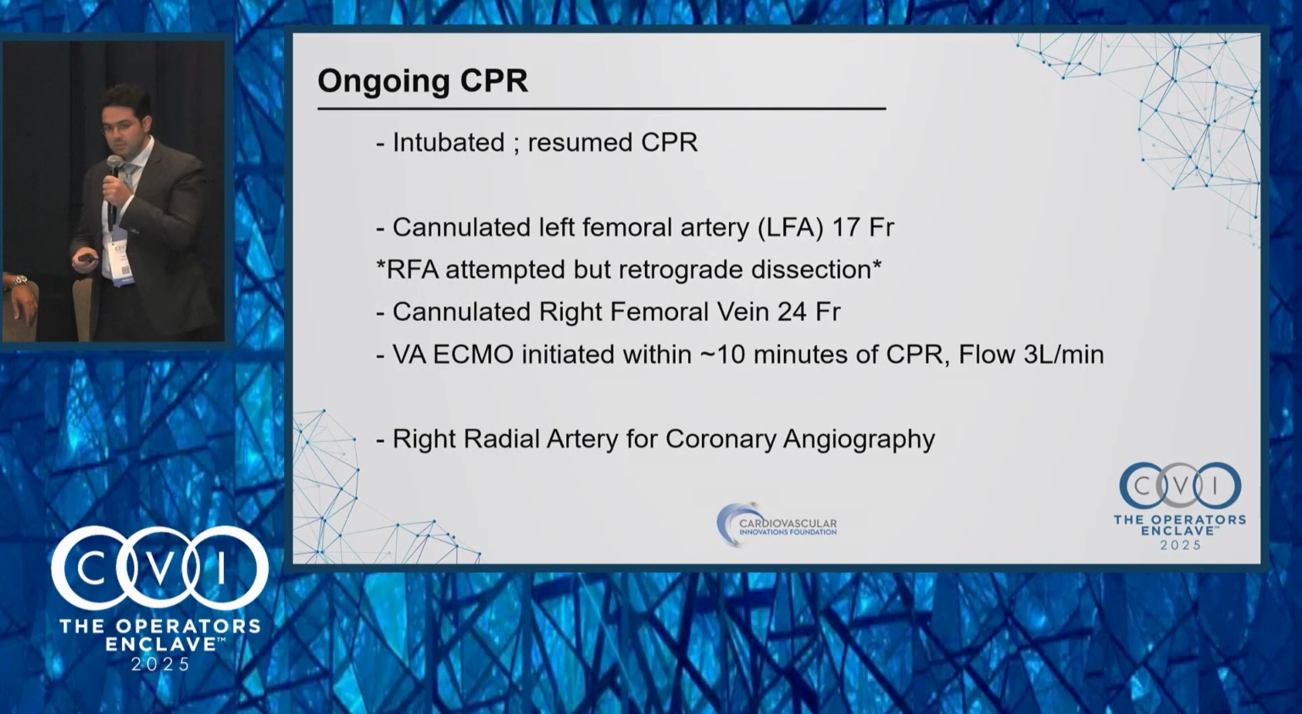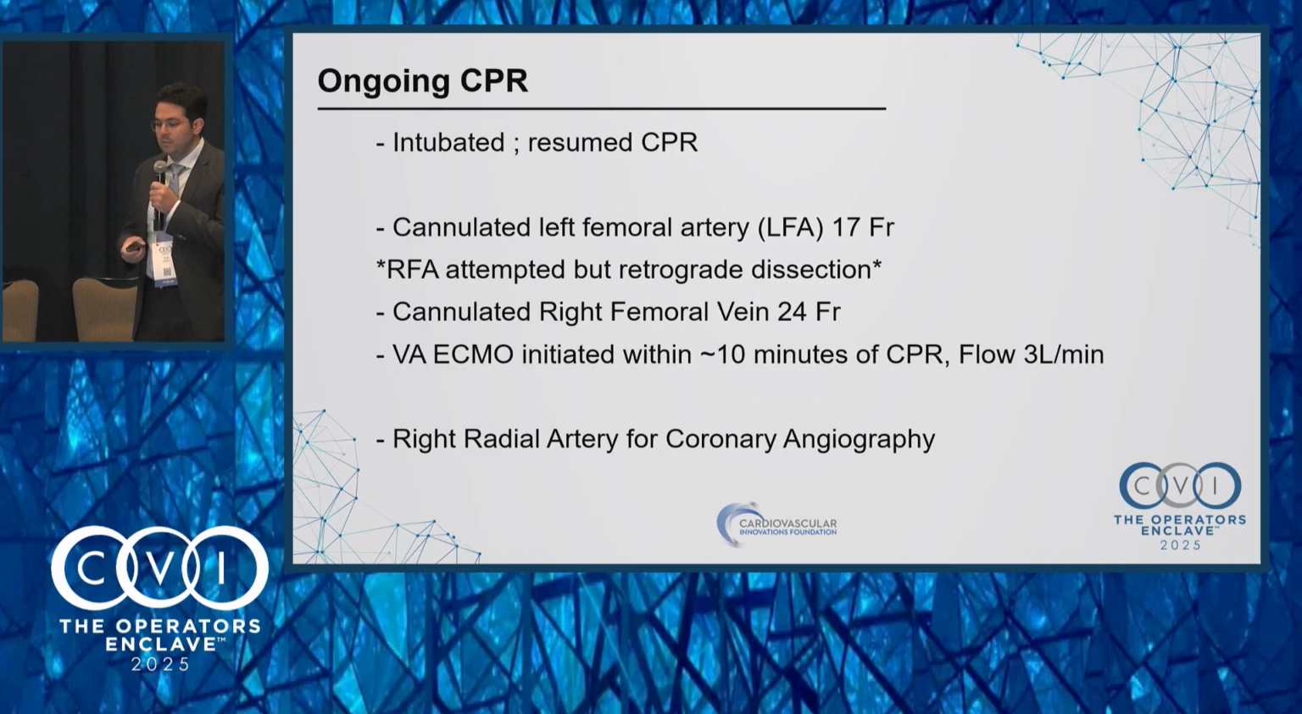All right, so the patient was intubated and then was crashed onto VA-ECMO. Left femoral artery, 17 French cannula was inserted. A right femoral artery was attempted initially, but had some retrograde dissections, so it was left alone. And then a right femoral vein, 24 French cannula was inserted, and the peripheral VA ECMO was initiated within 10 minutes of CPR, and the flow was 3 liters per minute, and the circuit was up and running.